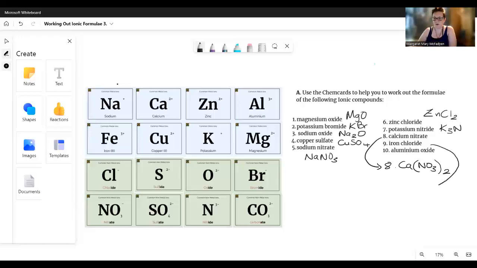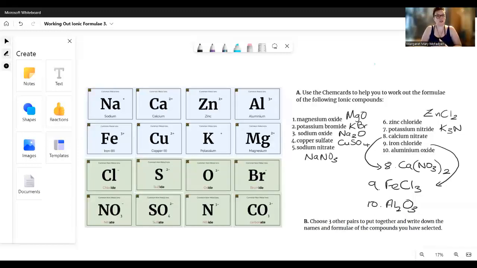If we now look at question 9, which I'll do down here. Iron 3 chloride, or iron chloride. Iron is 3 plus, chloride is 1 minus, so FeCl3. And number 10, this is the no-nonsense one. This is where this method works really, really well. Aluminium oxide is Al2O3. I hope you managed to get them all right, and I hope you managed to find them relatively easy once you got used to the drag and drop method.